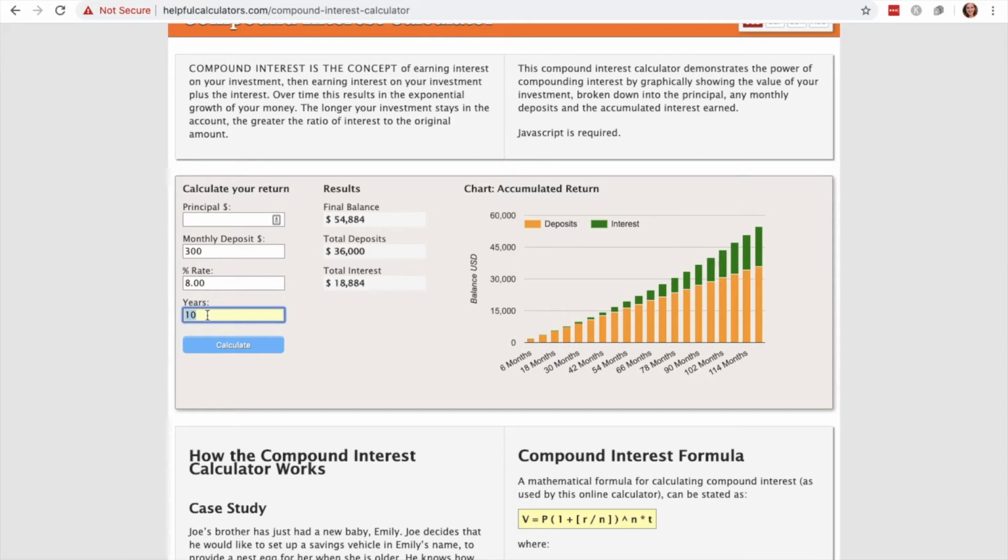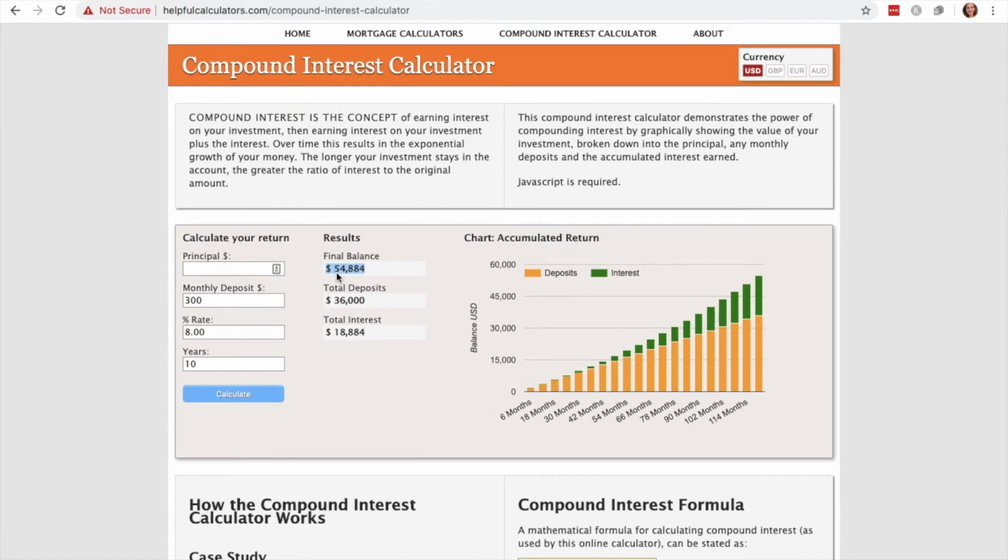If you were a 55-year-old just starting to invest, by age 65 you will have made $54,000. Note here that you've made $18,000 just on the interest. In total, you have deposited yourself $36,000. So in a sense, you deposited $36,000 and you got $18,000 of free money. If you look at this chart here on this side, you can see that the majority of the money is your deposited money. Compound interest really hasn't helped you all that much as you've only been contributing for 10 years.